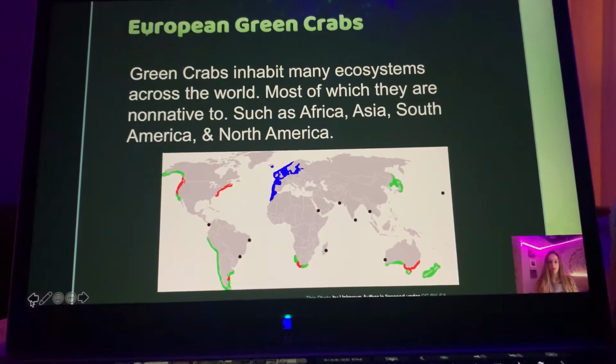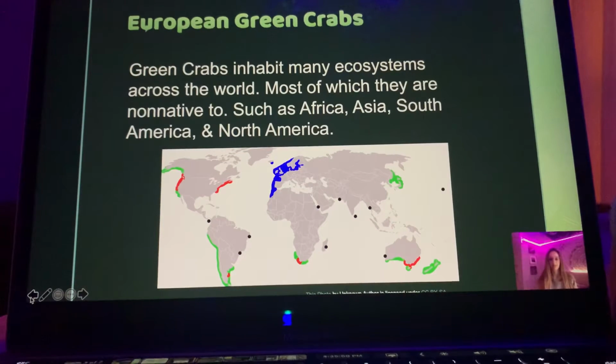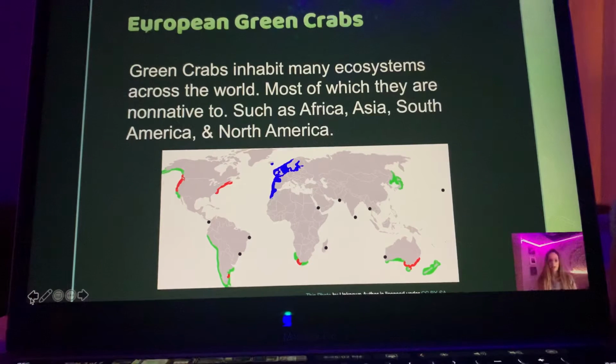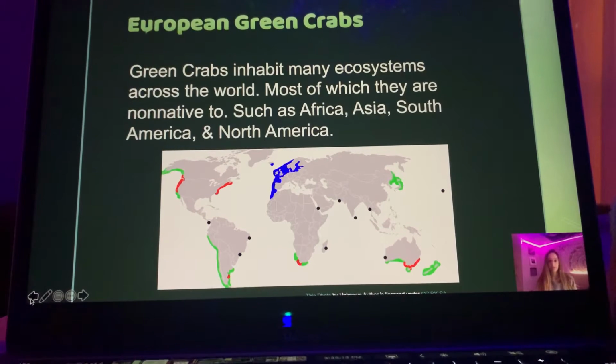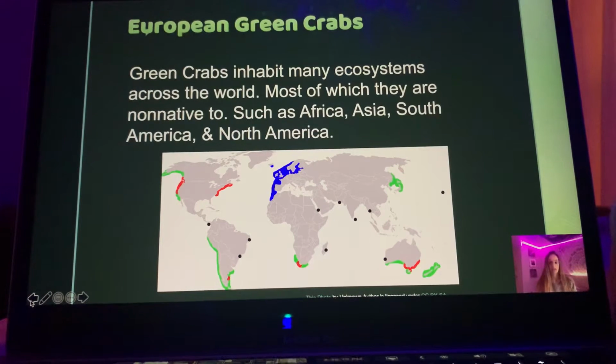European green crabs inhabit many coasts across the world, most of which they are non-native to, such as Southern Africa, East Asia, Australia, and countries in South and North America like the United States, Canada, Chile, and Argentina. They are native to countries in Northern Africa and Europe like Norway and Morocco. They are also a major invasive species in New England, and they are common among many places in Massachusetts like Plymouth. These crabs were introduced to the East Coast back in the 1800s and 1900s by traveling in the ballast water of merchant ships or getting caught in lobster catches.